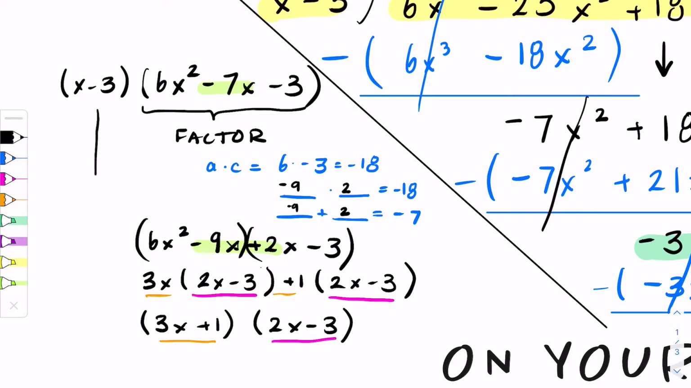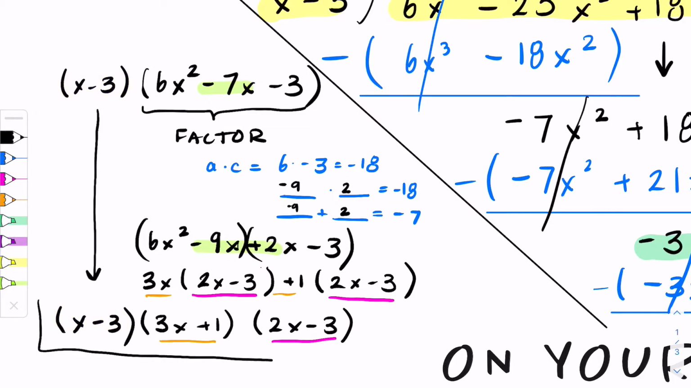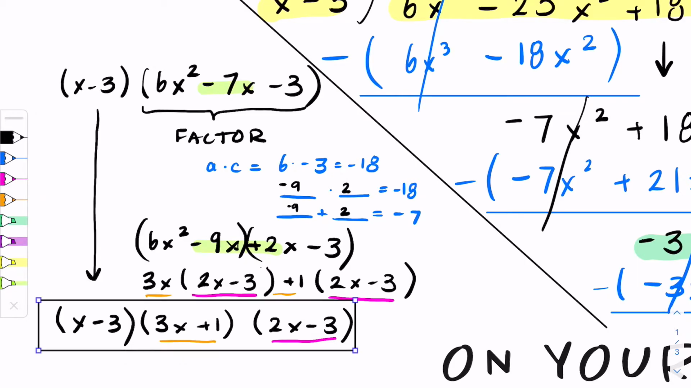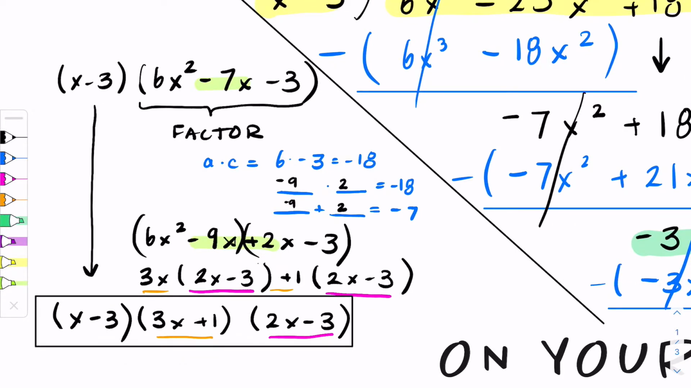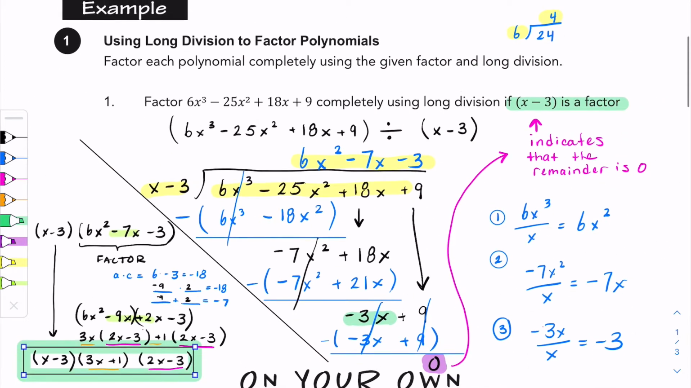Don't forget that you already had a factor that you started with of x minus 3. So don't forget this factor. All right, this is your final factored answer. So this right here is completely factored from the starting point. If you were to multiply these three expressions together, so use the distributive property, or some of you refer to it as FOIL, you can end up back at the original expression of 6x cubed minus 25x squared plus 18x plus 9.